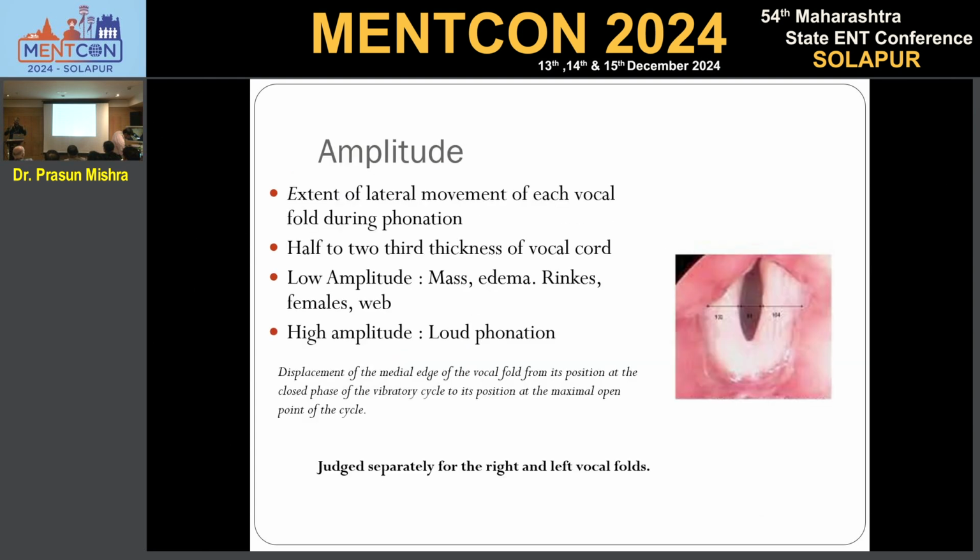Amplitude is for one vocal cord. So we see, during the movement of the vocal cords, how far outward one vocal cord is going. The outward movement should be more than half, or almost equal to the size of the vocal cord. So amplitude is how far outside one vocal cord is moving, and symmetry is, from the midline, whether both cords are equally moving out or not. So amplitude is for a single vocal cord we are checking, and symmetry we are checking for both the vocal cords. There are conditions where the amplitude gets affected, and conditions where symmetry gets affected. Obviously we don't cover the entire detail of which condition happens when, but understand.